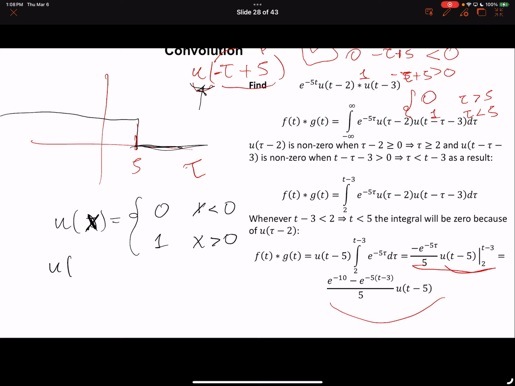So u of negative tau plus 5: you just replace the 0 and 1 with the conditions negative tau plus 5 less than 0, and negative tau plus 5 greater than 0. And then you can do a little bit of algebra with this so that you can get the right inequalities.